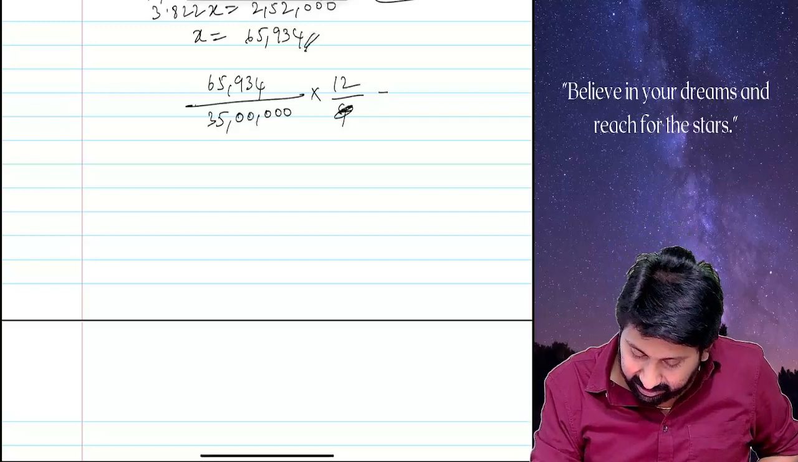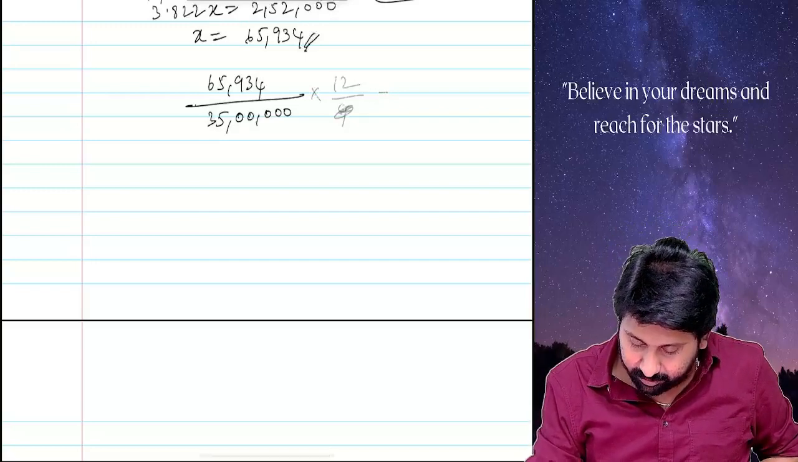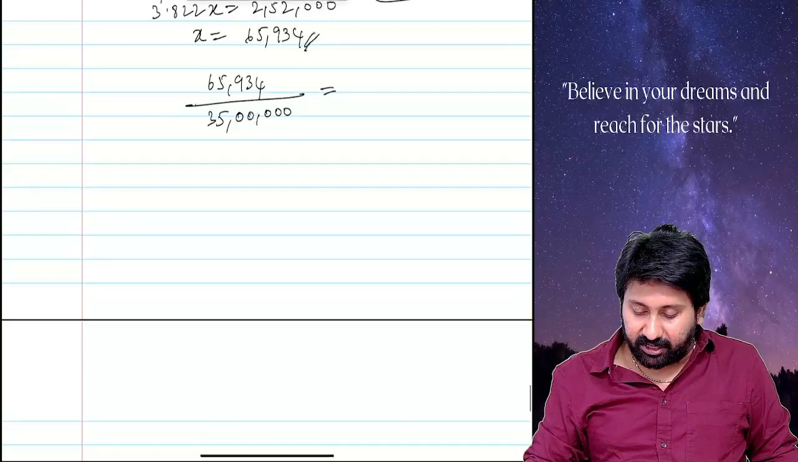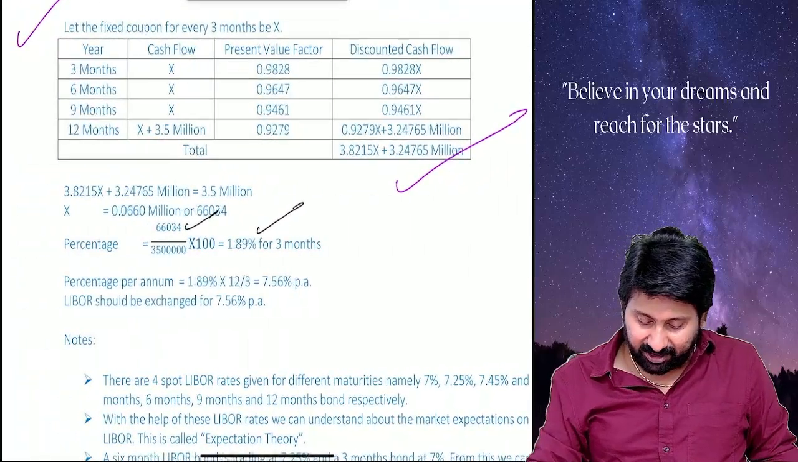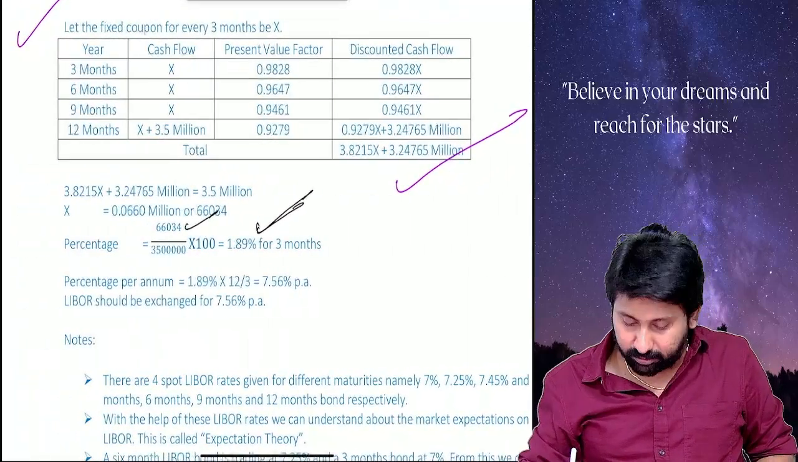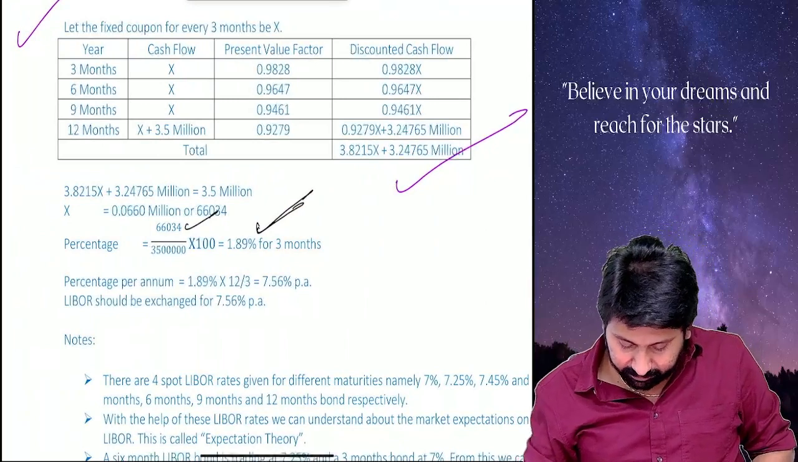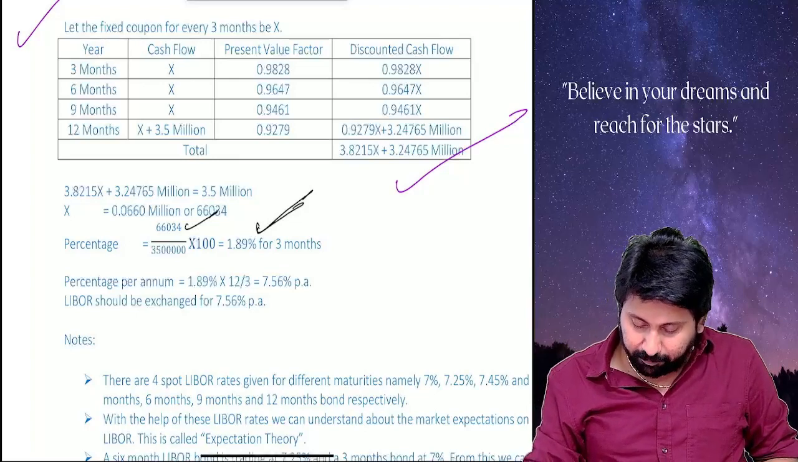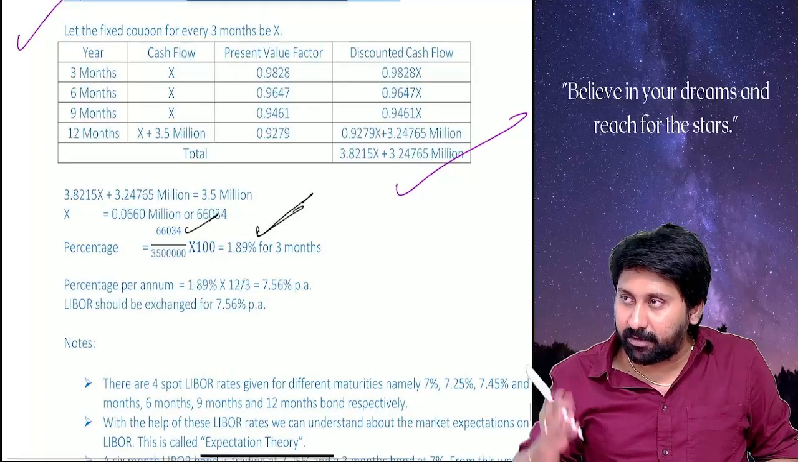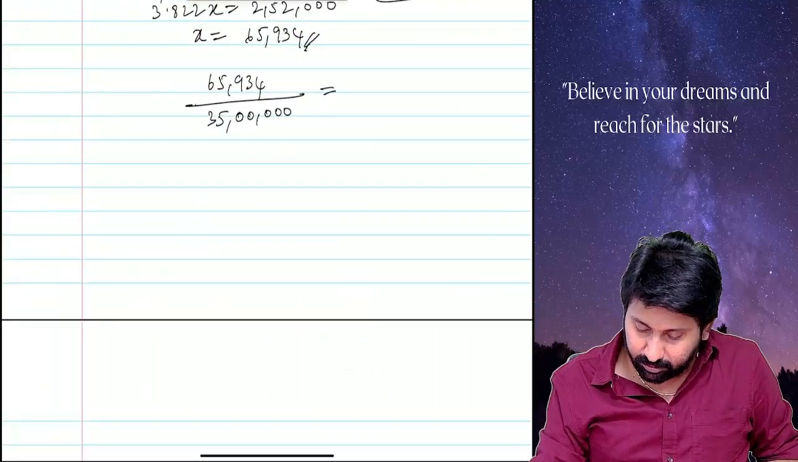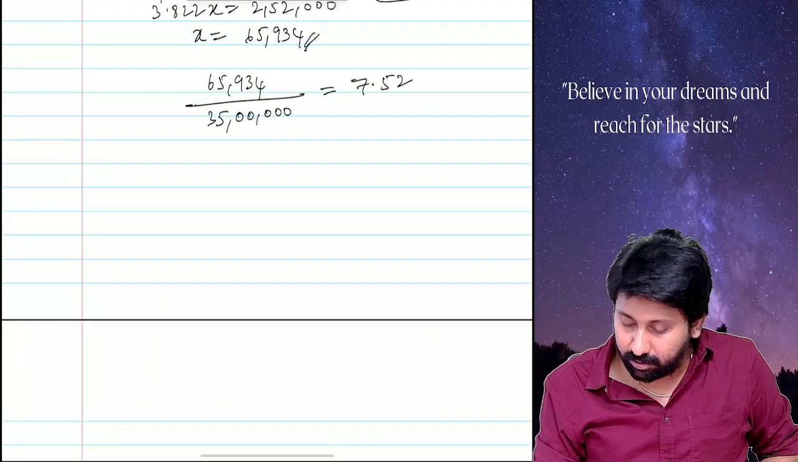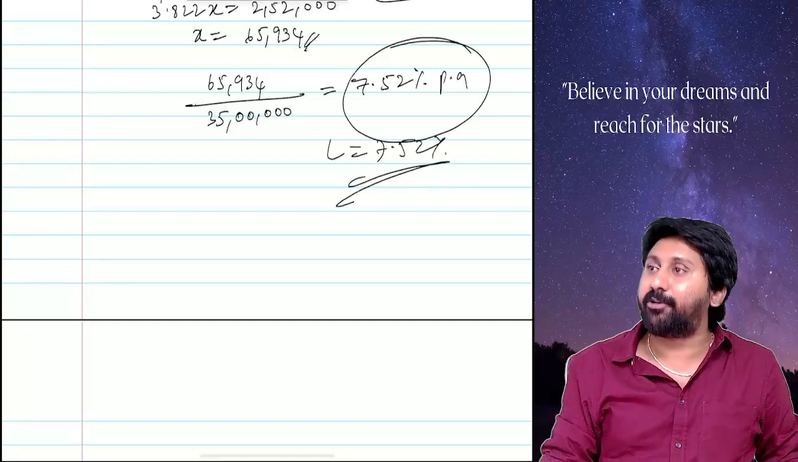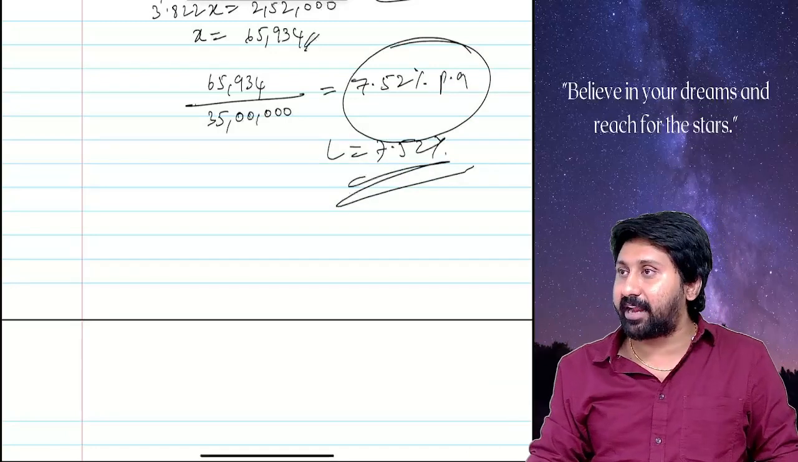First you do this. 65,934 divided by 35 lakhs. For 3 months, 0.018. So 1.8%. 1.8 is for 3 months period. For 12 months if you want, how much did you get as the answer? 7.52%. This is LIBOR equal to 7.52. This is how fixed rates are calculated.